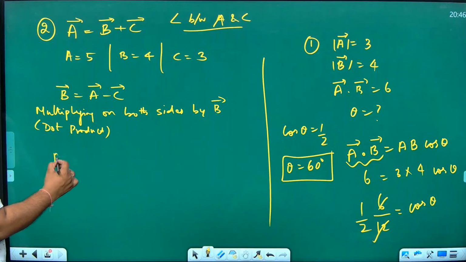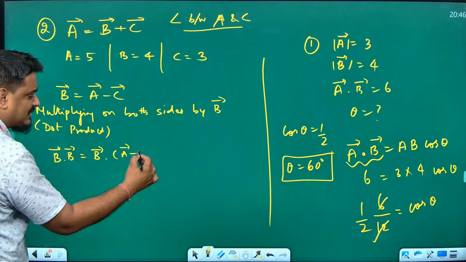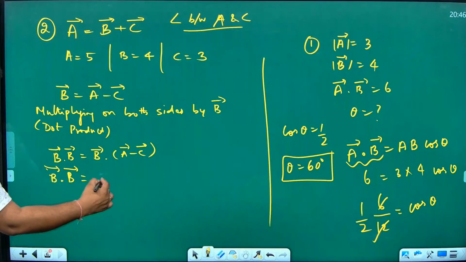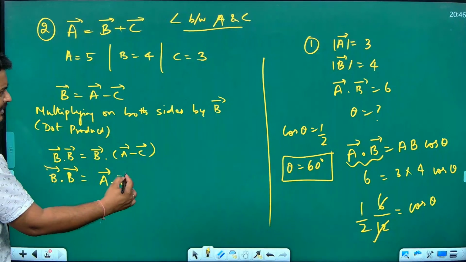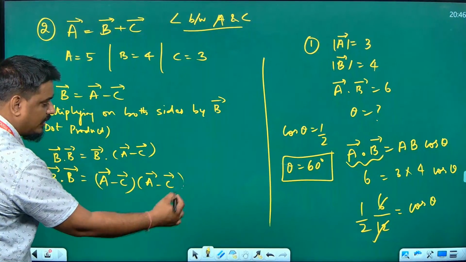So it will become B vector dot B vector is equal to B vector dot A vector minus C vector. You may think now, how will I get the idea to put this in the examination? You will get it. See how I am solving. What is the logic I am using? B vector dot B vector is equal to, what is B vector? A minus C. So A vector minus C vector into A vector minus C vector.